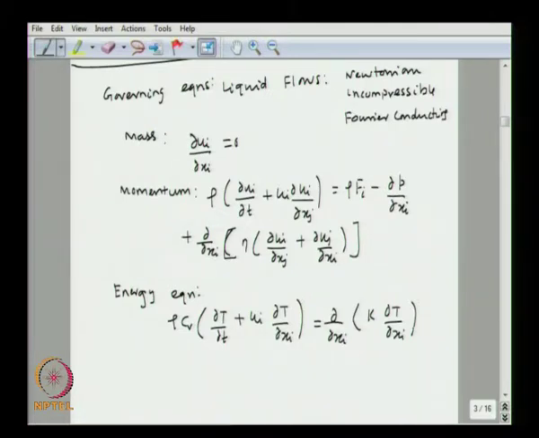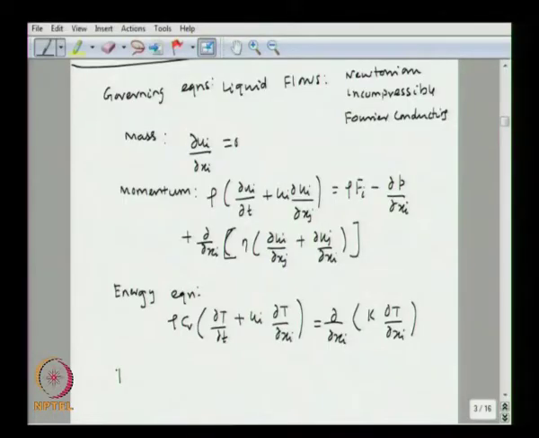Now, if you assume that the fluid remains at constant temperature, that means isothermal flow condition, then the energy equation can be decoupled from the momentum equation. So, if you want to solve a flow field where the isothermal flow condition is valid, then you can decouple the momentum equation from energy equation and just go ahead and solve the mass and momentum equation. Okay. So, this equation can be further simplified when isothermal flow condition is valid.